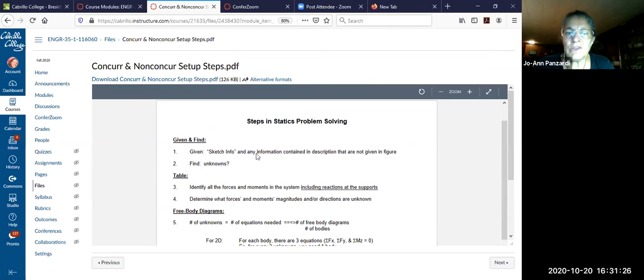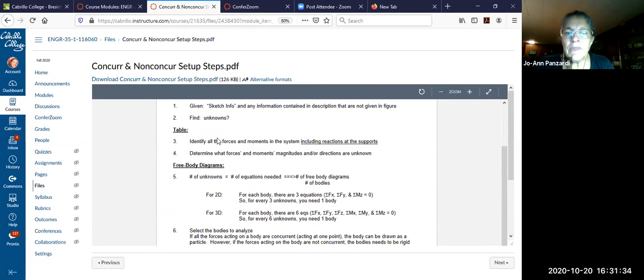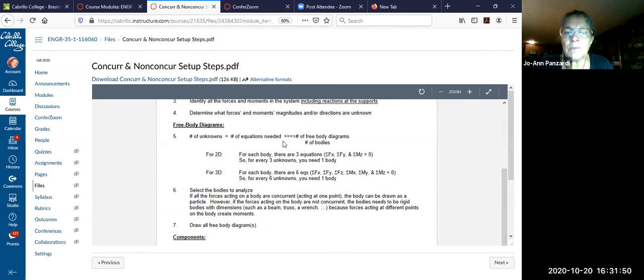Given and find: you write down for given the sketch information and any information that's in the description that's not in the figure, and then what your unknowns are. And then tables, we're going to do the table again. But now notice, instead of just identifying forces, we're also identifying moments, because there are moments in our system now, concentrated moments. And then we figure out the unknowns, the number of equations.